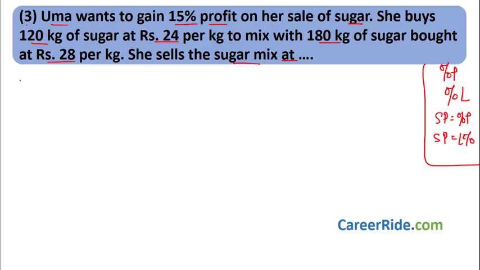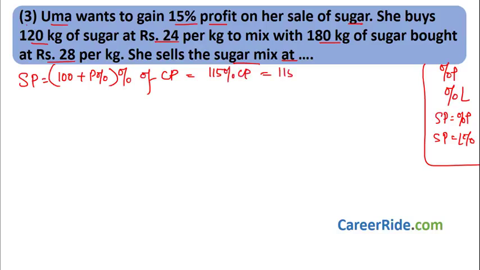Okay, out of that, here we have to find the selling price, and we know there is a profit. So what is the formula? 100 plus the profit percentage, these many percent of cost price. What is the profit percent? 15%. So we have 115% of cost price, that would be 115 upon 100 into cost price. Do we know the cost price? No. Let's see whether we can find it or not. This is the cost price.